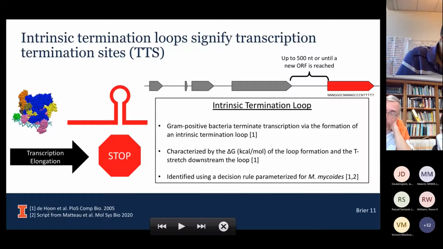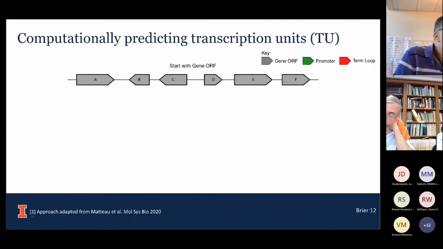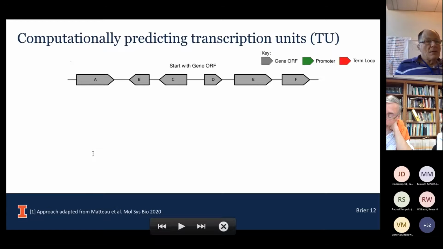And that work is referenced here. Also, they're in the audience. The Rodriguez group sent me these scripts, so thank you for that. Without that, I would not have been able to do this portion of the analysis. And with these sites identified, what we can start to do is look at the transcription units.